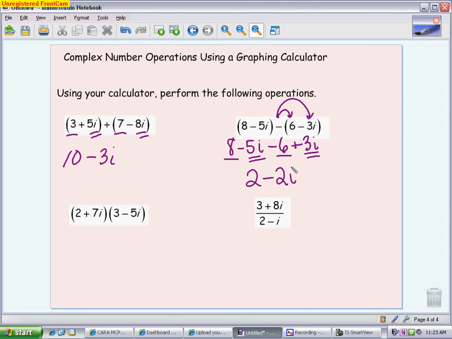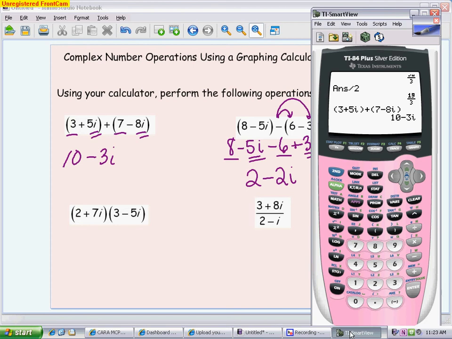If you want to make sure that your work was done correctly, you can go to your calculator, type in parentheses 8 minus 5i, close parentheses, and then a minus sign, and the calculator will distribute that minus for you if you use parentheses. 6 minus 3i, and it will give you the exact same answer. So it's very beneficial to check your work on a calculator, especially with the subtraction, because then you don't have to worry about whether you distributed the minus sign. As long as you put it in parentheses, it'll do it for you.